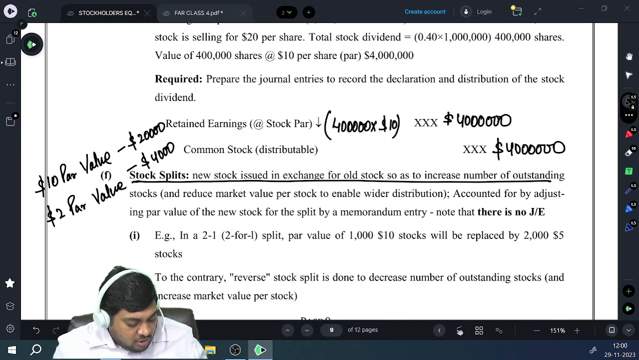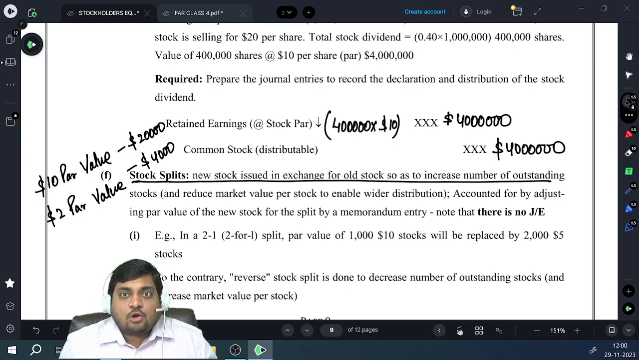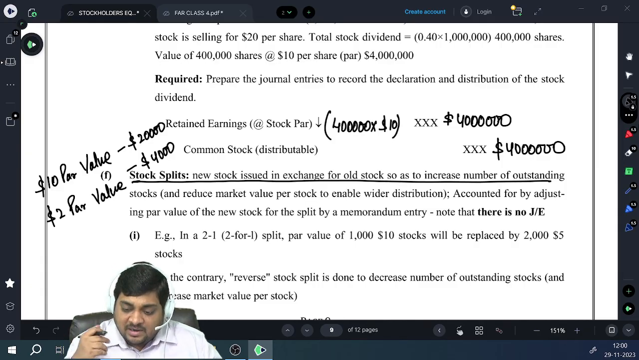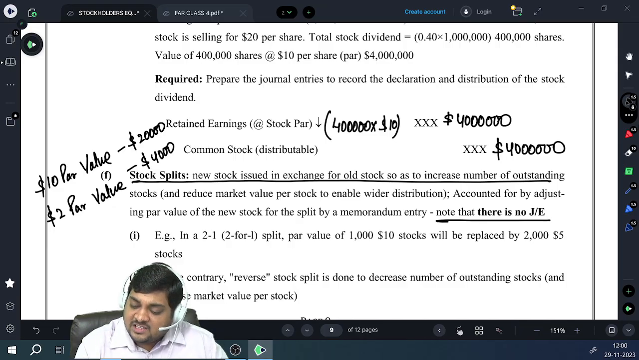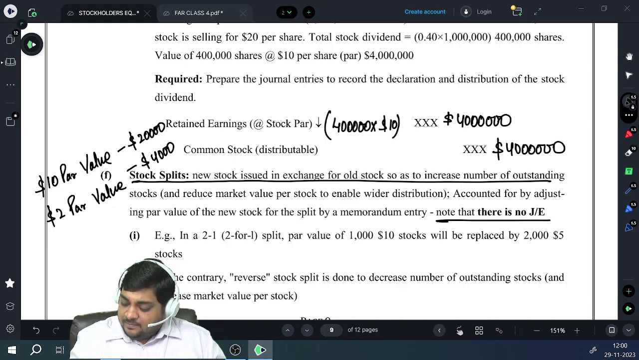We need to consolidate, right? So in India, stock split we call it chutta karana. You have a $500 note and you want to have exchange. So you got $100 into 5 notes, right? Simply. So there is no journal entry, only the number of shares will increase, right?